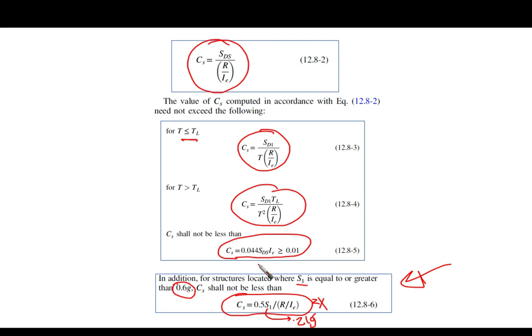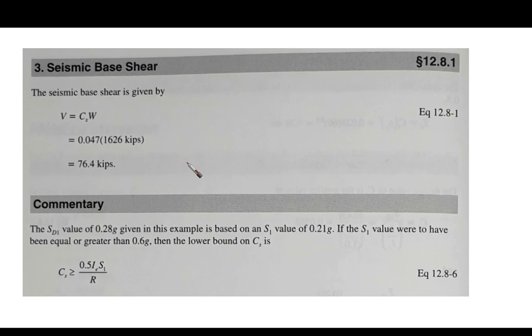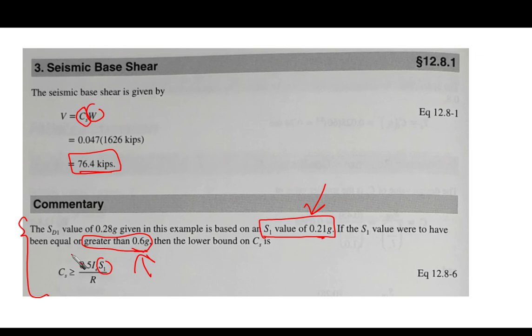Now this is the seismic base shear. It is going to be CS times the weight, and we are going to find it is 76. And this is the commentary that I mentioned. He should give S1 in the beginning, actually, to make it clear for us. So it is 0.21, and if it is greater than 0.6, we should use it. Actually, we should not use the equation at all, because S1 is less than 0.6g, so no need to check this equation.